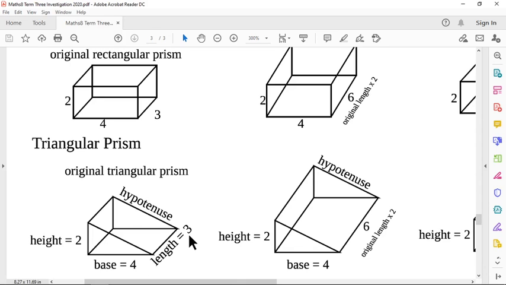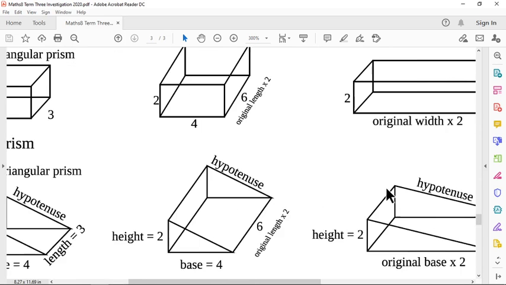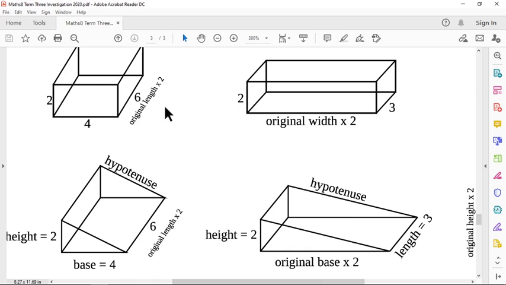So if this was 3, if we double this, it becomes 6. And then this is my original prism, that's a rectangle. My original prism, that's a triangle. We made it longer. Then we said, instead of making it longer that way, we make it longer this way across the page. So here's my original height. I didn't change that, 2 on my triangular prism. Here's my length. I didn't change that, but what I did was I made the base twice as long.